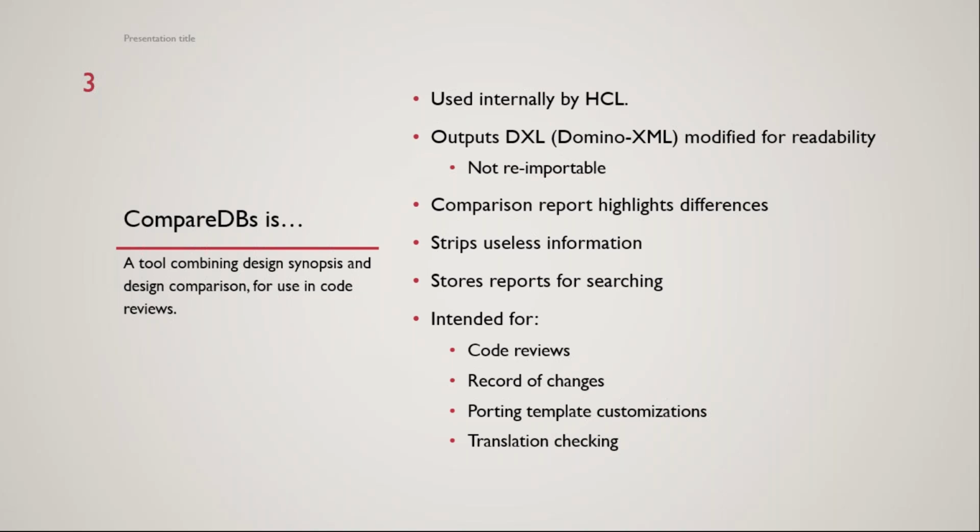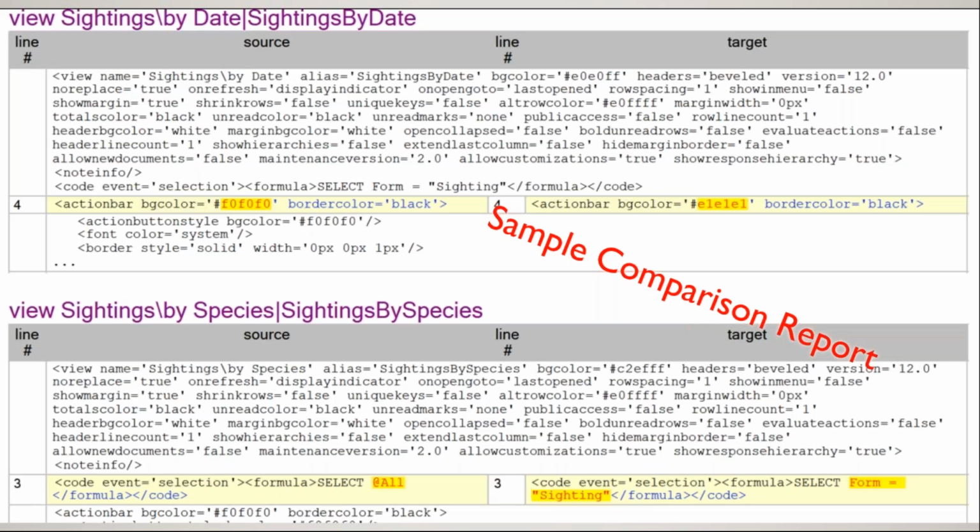This is an example of what the comparison report looks like. And you can see the DXL data here. This goes all the way across. This is same information provided for context. Here you can see that there's a difference between the old and the new version. The action bar background color was changed slightly.